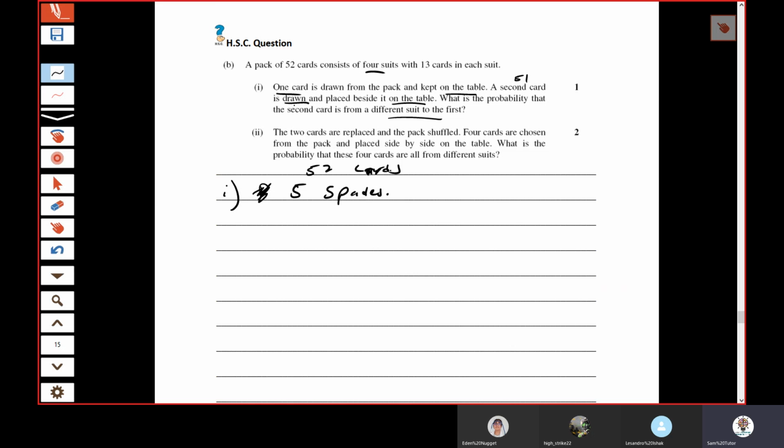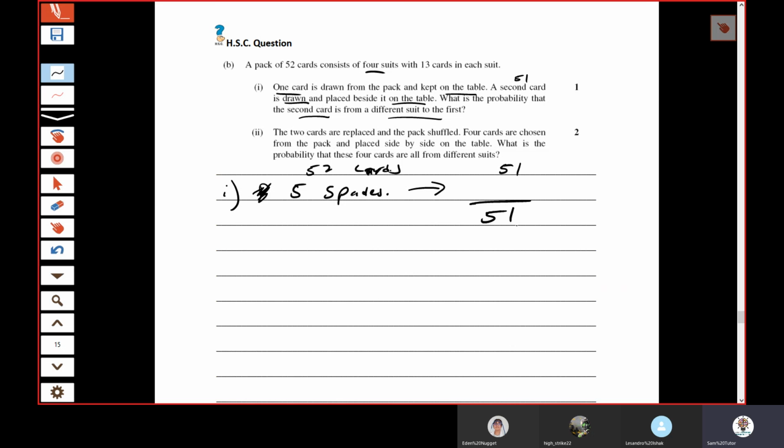A second card is drawn. So how many cards do you have left? 51, right? And placed beside it on the table. What is the probability that the second card is from a different suit to the first?